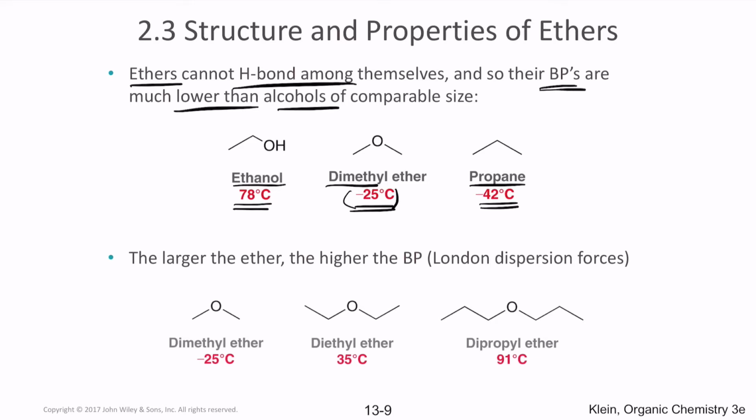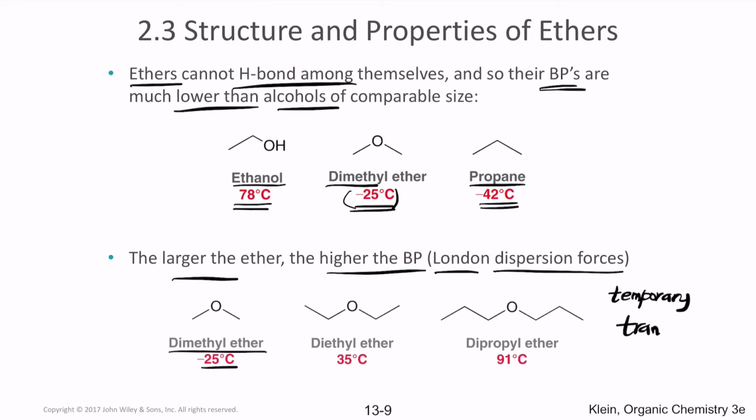Now, the larger the ether, the higher the boiling point. This is due to the forces that we talked about, which are the London dispersion forces. The more carbons on the outer structure, the more they create London dispersion forces, or temporary transient dipoles. These temporary dipoles cause the forces between molecules to increase because of a larger surface area. So the larger the surface area, the higher the force.